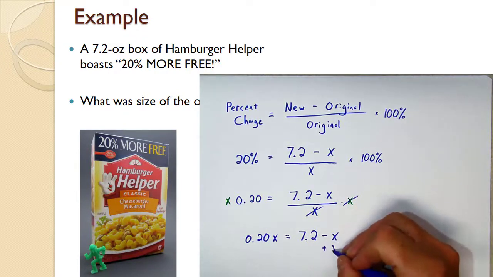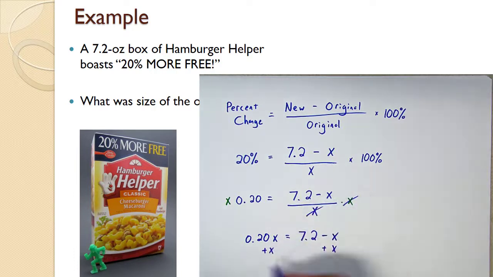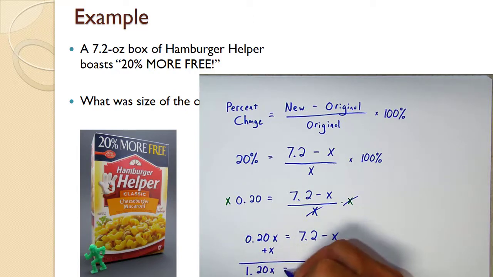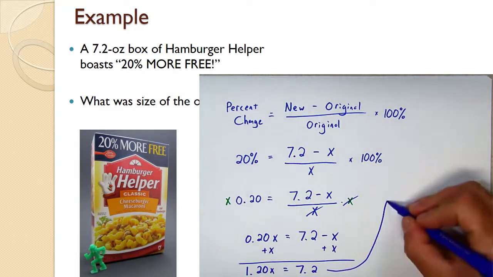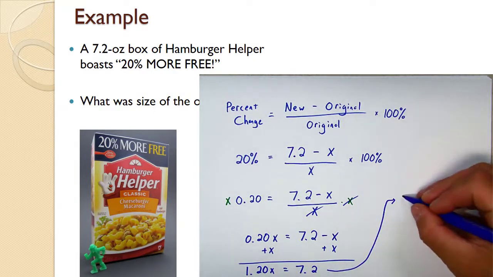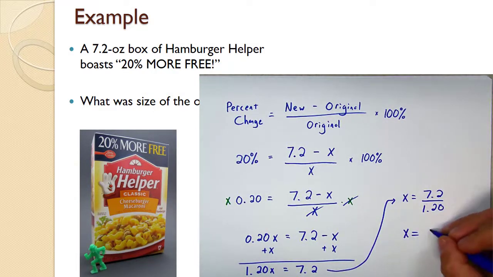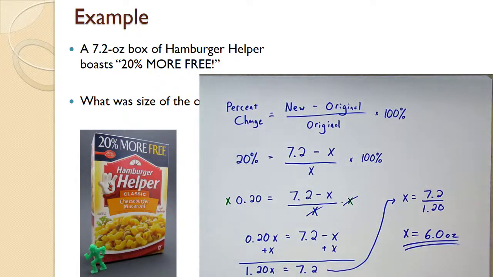Now let's add that x to both sides. And 0.20x plus a whole x is now 1.20x equals 7.2. And the last thing we need to do is divide by 1.20. And x turns out to be exactly 6 ounces. So the original box was 6 ounces.